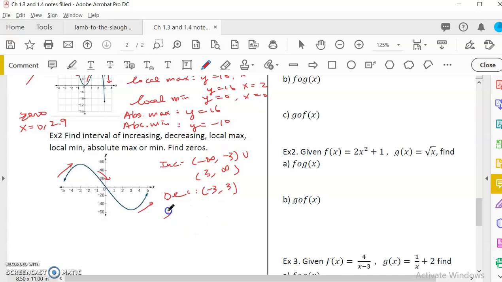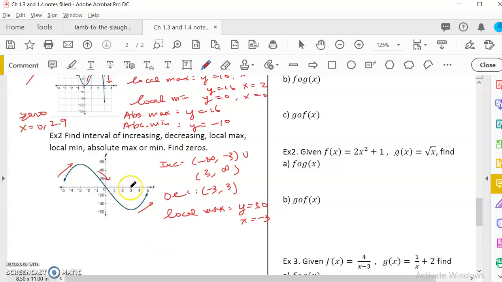Local max: when does the small mountain happen, and what is the y value? It would be here, right? This is the local max. I would say negative. Can I say negative? It's not negative. I think it's 50. Y is equal to 50 when x is -3.